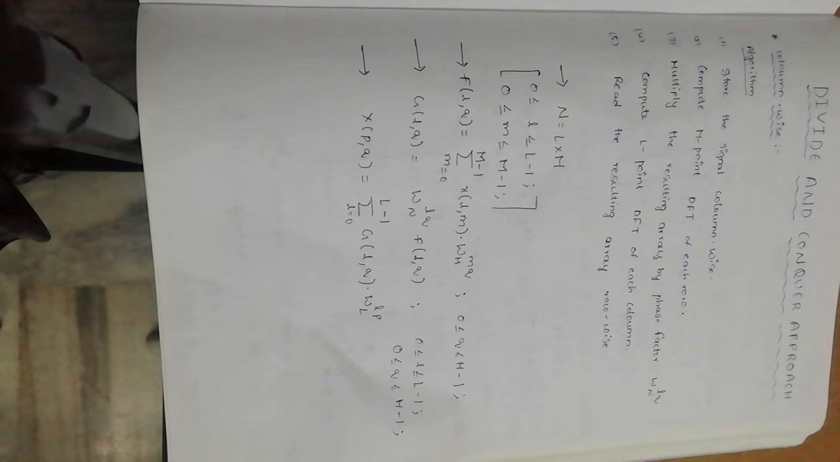For example, if N is given, it should be split into two factors, that is N is equal to capital L into M, where small l ranges between 0 to capital L minus 1 and small m ranges between 0 to capital M minus 1. If we compute the M-point DFT, we will get capital F of L comma Q. After that, we multiply with the twiddle factor and we will get G of L comma Q, and then, the last but one step, we need to compute the L-point DFT, that is capital X of P comma Q.